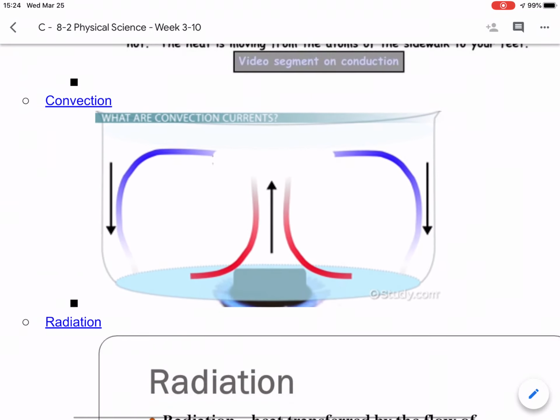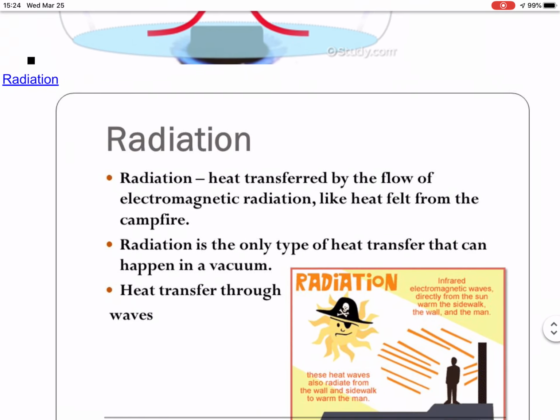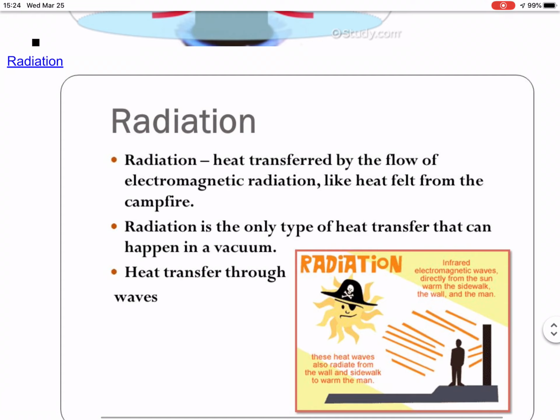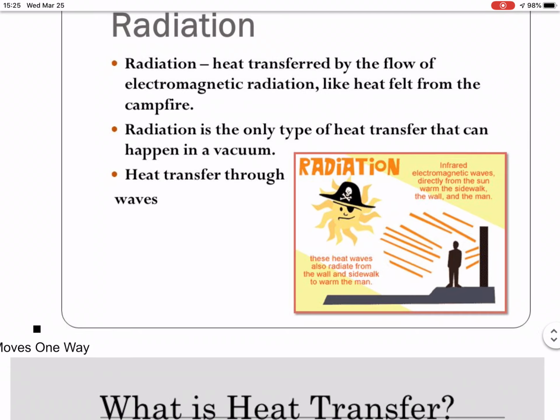These are the two easiest ones to stop when you're trying to stop heat transfer. This last one is the hardest: radiation. Radiation is heat transfer by the flow of electromagnetic radiation, energy waves, like heat felt from a campfire. You can feel the heat, but you don't see it. Radiation is the only type of heat transfer that can happen in the vacuum of space. That means no molecules are needed for this to happen. Heat transfer is through the waves as they move along.